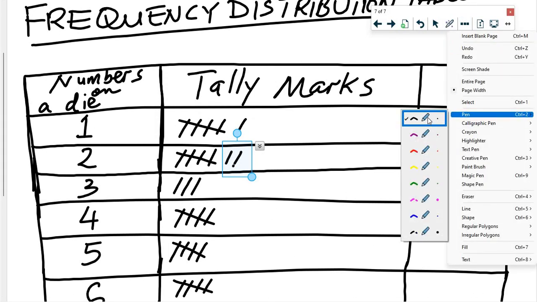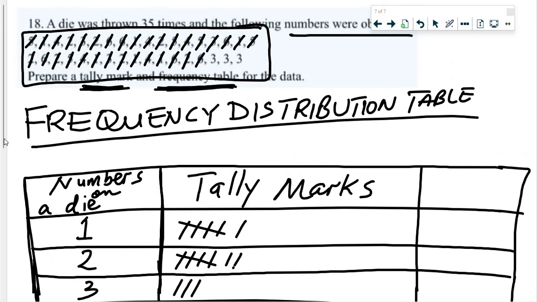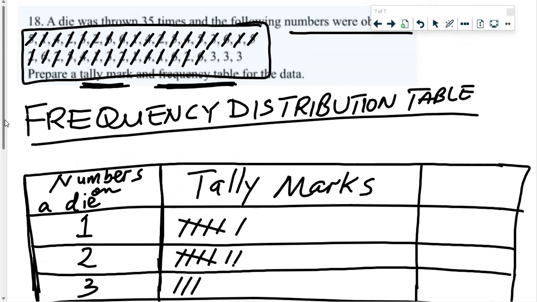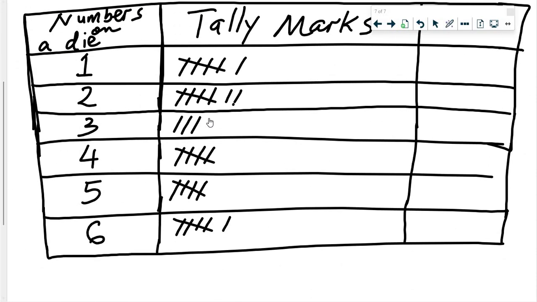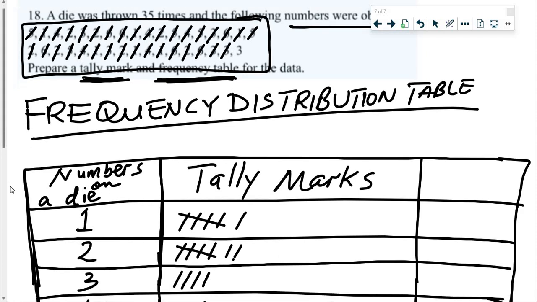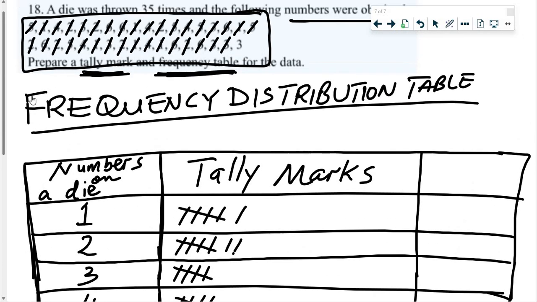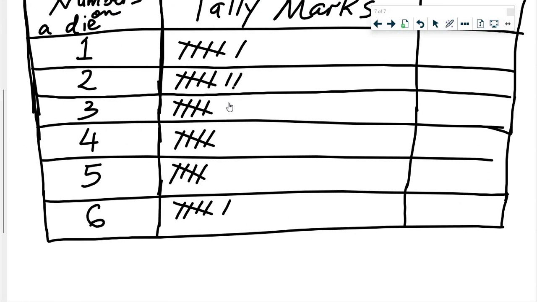After 2, then we have 6. Record it here. We have 3. Record it here. We have 3 again. Make a bundle of 5. And lastly 3, then put it here.